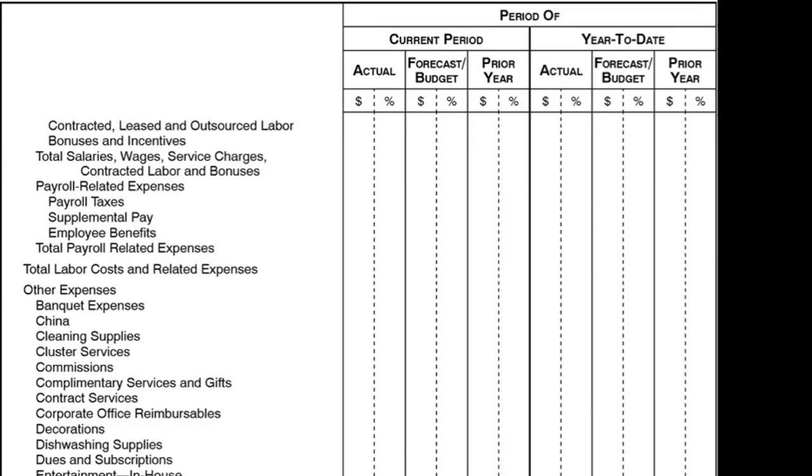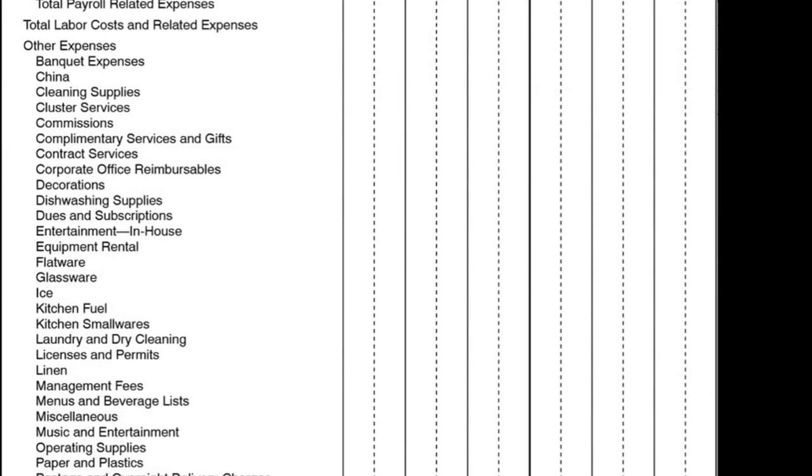Then you have the other payroll related expenses, which covers taxes, supplementary pay, employee benefits. Then the other operating expenses here will be covering the banquet expenses. You will have chinaware, cleaning supplies, cluster, commission, complimentary services, and gifts.